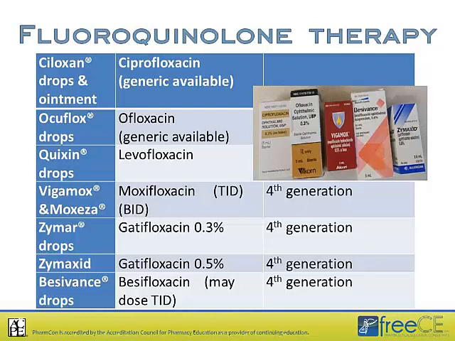Fluoroquinolone therapy is probably the most commonly used eye drops today for bacterial conjunctivitis. We have Ciloxan or ciprofloxacin, ofloxacin or Ocuflox. Ciprofloxacin is generally considered to be that first generation fluoroquinolone. Ofloxacin is considered to be like the second generation. Quixin, probably the third, and then Vigamox, Zymar, Zymaxid, and Besivance are all considered to be fourth generation fluoroquinolone therapies.